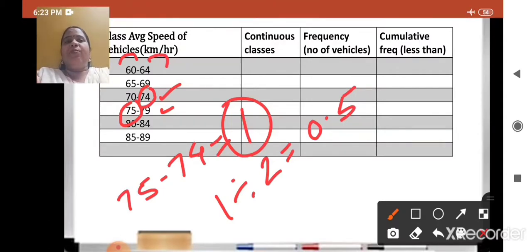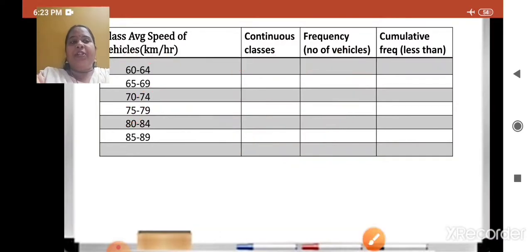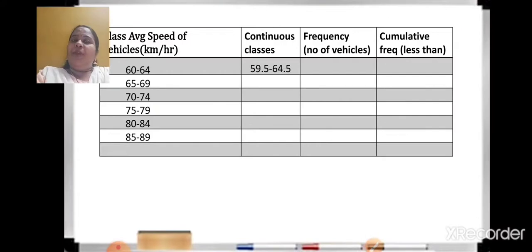So 60 minus 0.5 will become 59.5, correct? And 64 plus 0.5 will become 64.5. Like this you can make the classes continuous. I hope the method is understood. Okay, let's see. 59.5, 64.5. That 0.5 is the factor which I need to subtract on the left side and add on the right side. So 65 minus 0.5 will again become 64.5, and this will become 69.5.